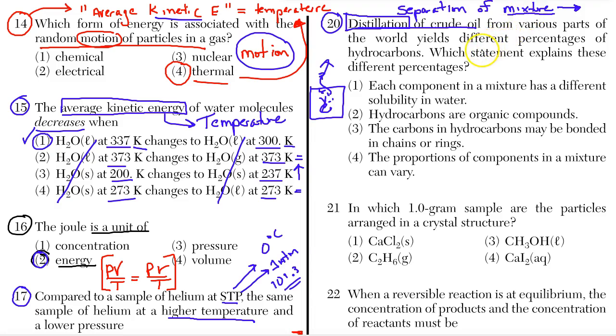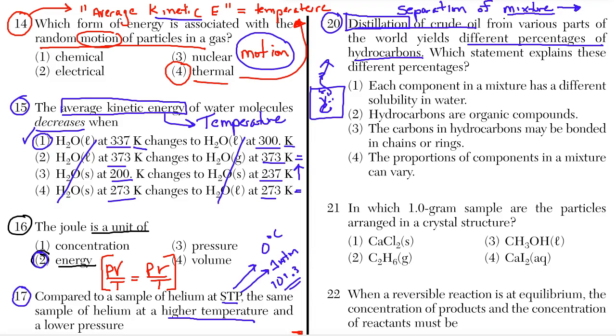So we have distillation of crude oil from various parts of the world yielding different percentages of hydrocarbons. All they're saying is that when we separate the components of the mixture, the gasoline, the kerosene, we're getting different amounts, different percentages of gasoline, different percentages of kerosene, different percentages of wax.